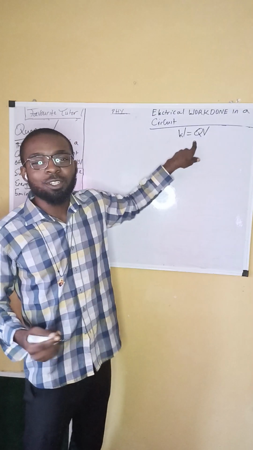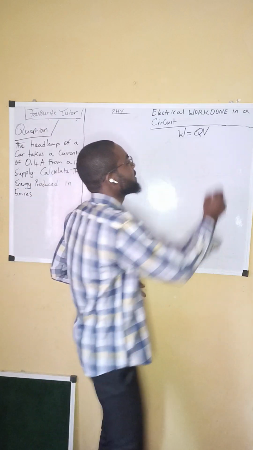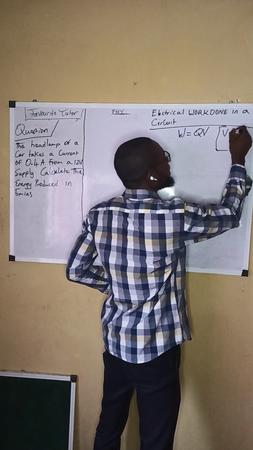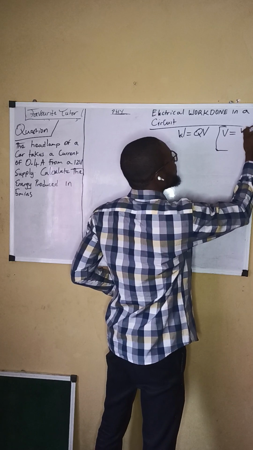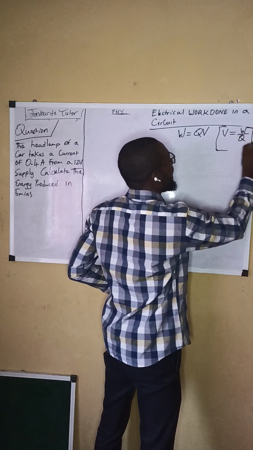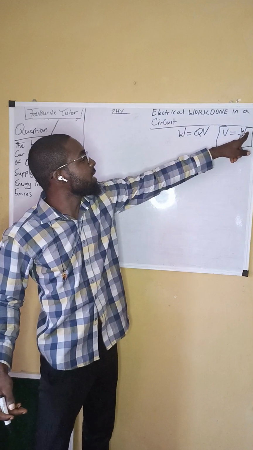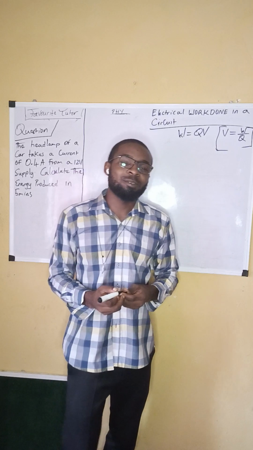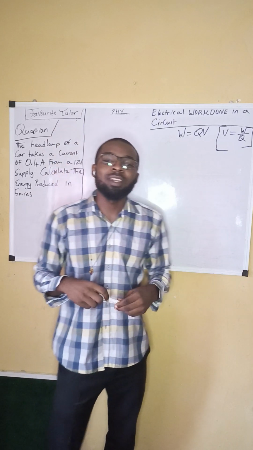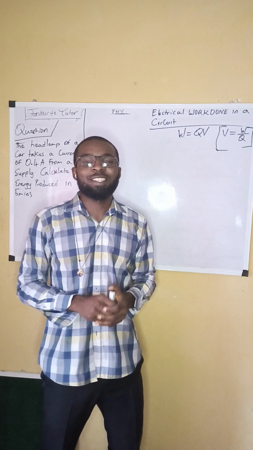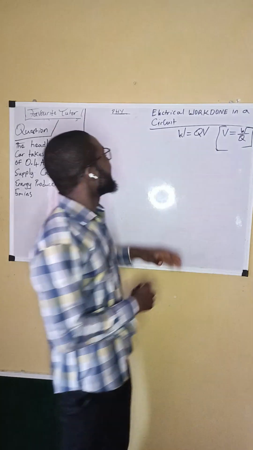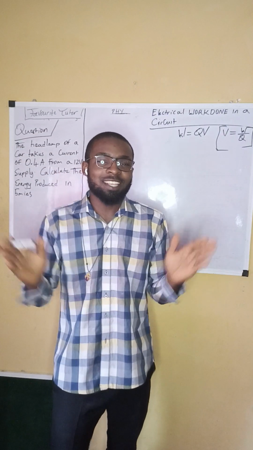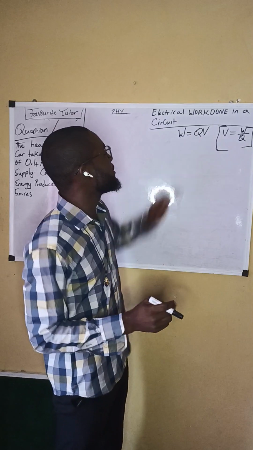We all know that this equation comes from electromotive force, where the electromotive force is equal to work done per unit charge. Making work done the subject of the formula, we have the work done in moving a charge from one point to another in a circuit. From this equation, we can derive other equations for work done in a circuit.